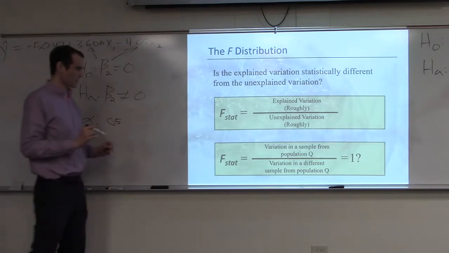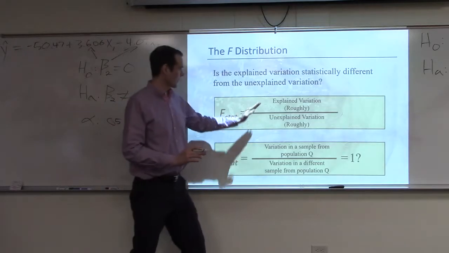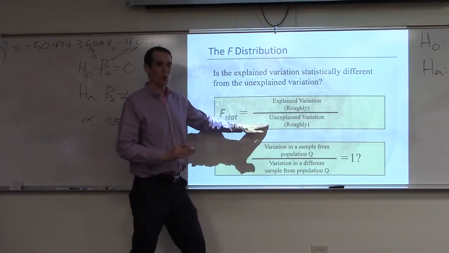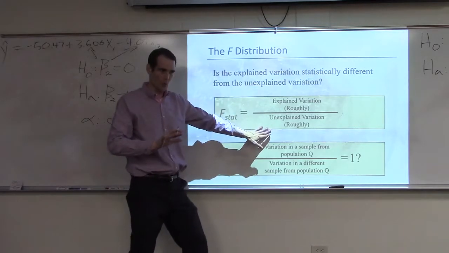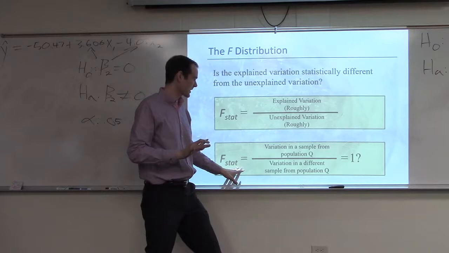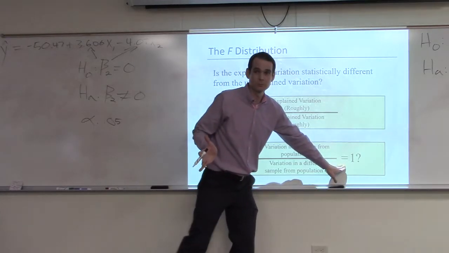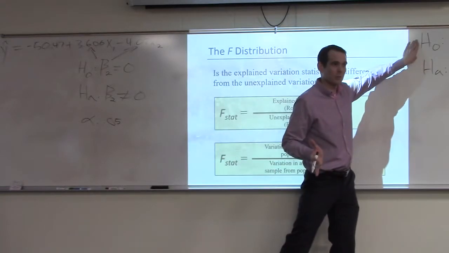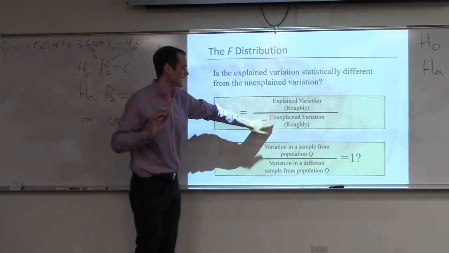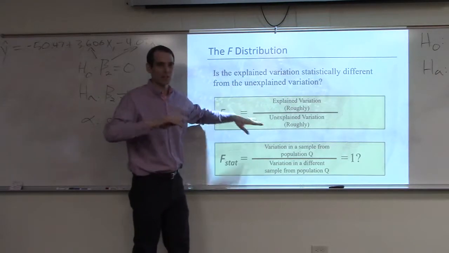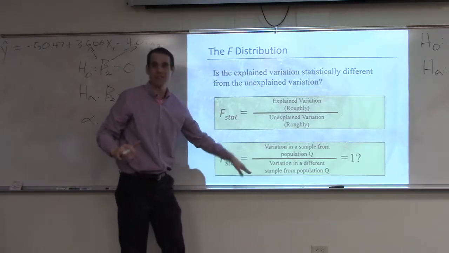And how this F distribution works is it says, well, if the unexplained and the explained were from the same population, there's no difference between these two, then we would expect the F-stat to equal 1. So if this null is true, nothing useful anywhere, we have not found any way to differentiate the explained and unexplained variation, they're just the same thing, then we would expect the F-stat to equal 1.